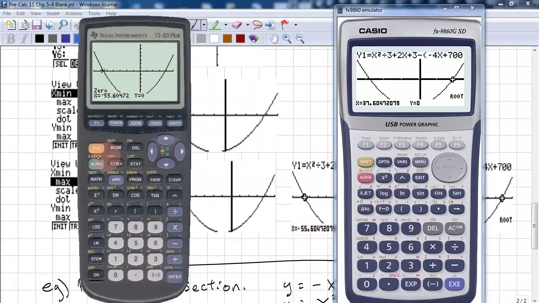Let's find the second one. Second calc, 0. This time we need to be over to the right side. And that's good. And that's good enough. And we get our second answer, and it matches here.